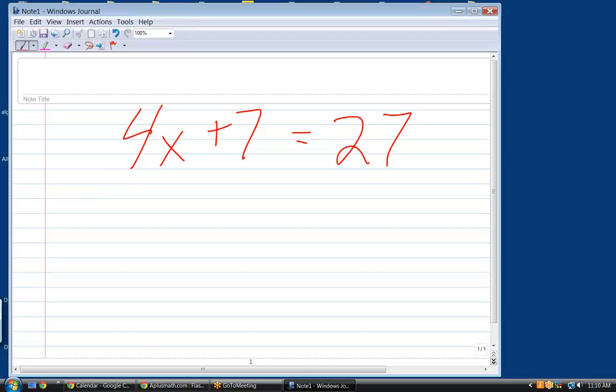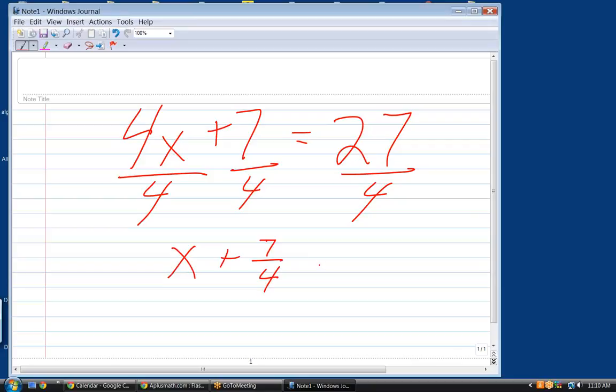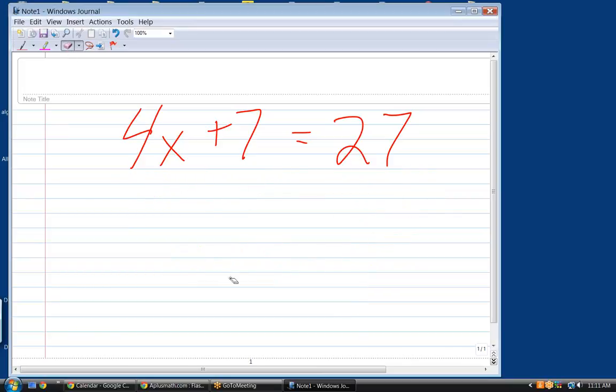Okay, we can do that. In other words, I'm allowed to do that, and that, and that. Okay? Notice that makes a difficult problem now, because now we have x plus 7/4 equals 27/4. The problem got harder. If you do your subtractions and additions first, that won't happen.